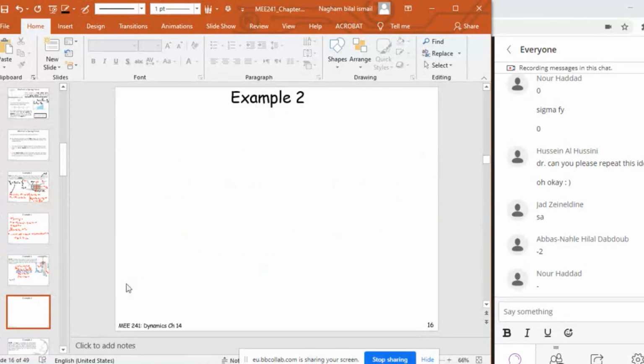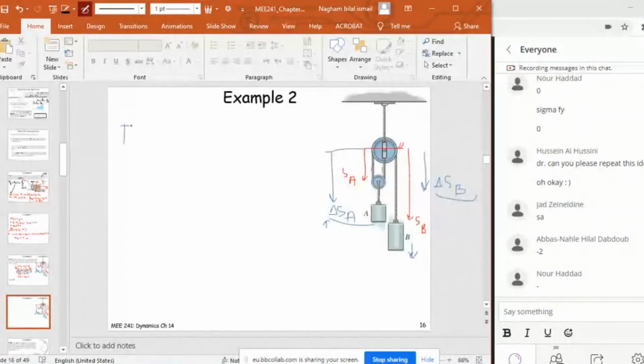Let's apply the principle of work and energy. I know, guys, for A, that T0A, so why am I starting from 0? Because they are saying that it is starting from rest. The sum of work from 0 to 1 on A is equal to T1A, all right? And this is what I need to find, because, in fact, I need to find VA.